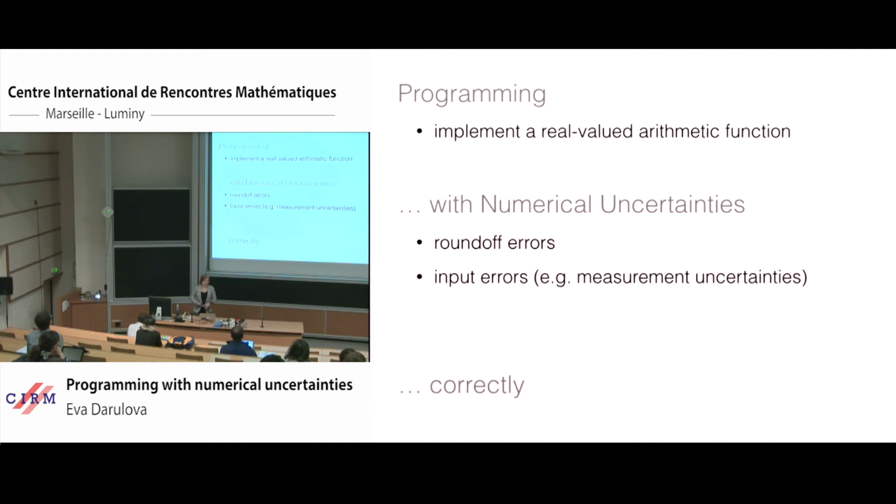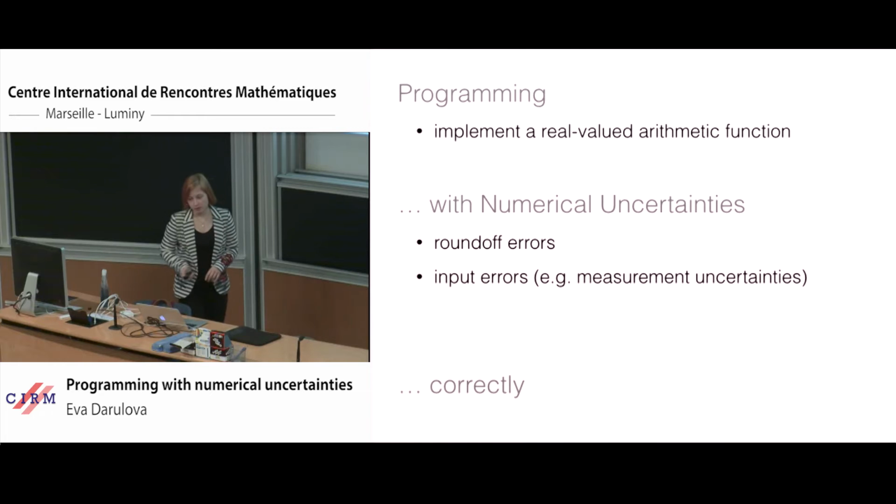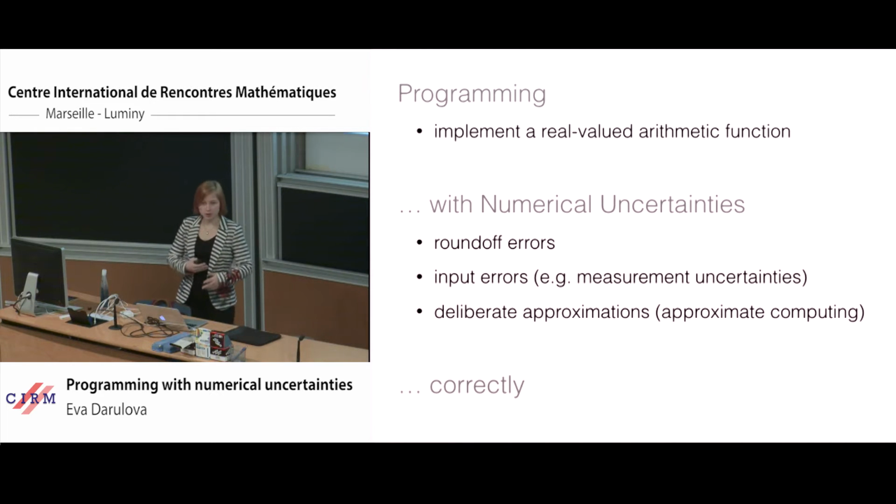So what I'm interested in is programming with numerical uncertainties and doing this correctly. This means that we need to take care of the round-off errors that we commit at every step, and potentially also input errors such as measurement uncertainties from sensors. Now, this was our original motivation, and since then, approximate computing became a thing, which essentially says, well, many applications are using way more precision than they actually need. So let's reduce the accuracy deliberately in order to save energy, memory, time, what have you. But you still want to know that your results are actually correct.